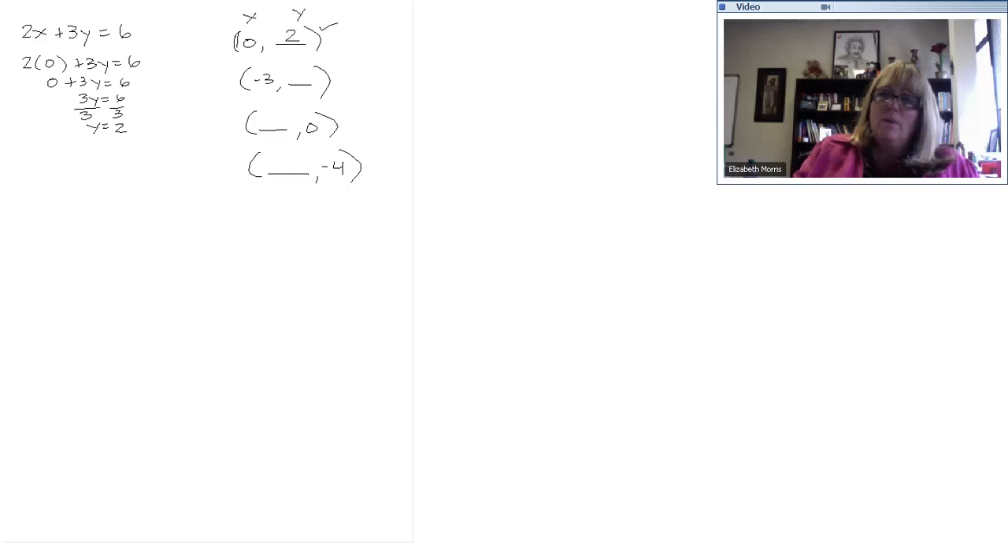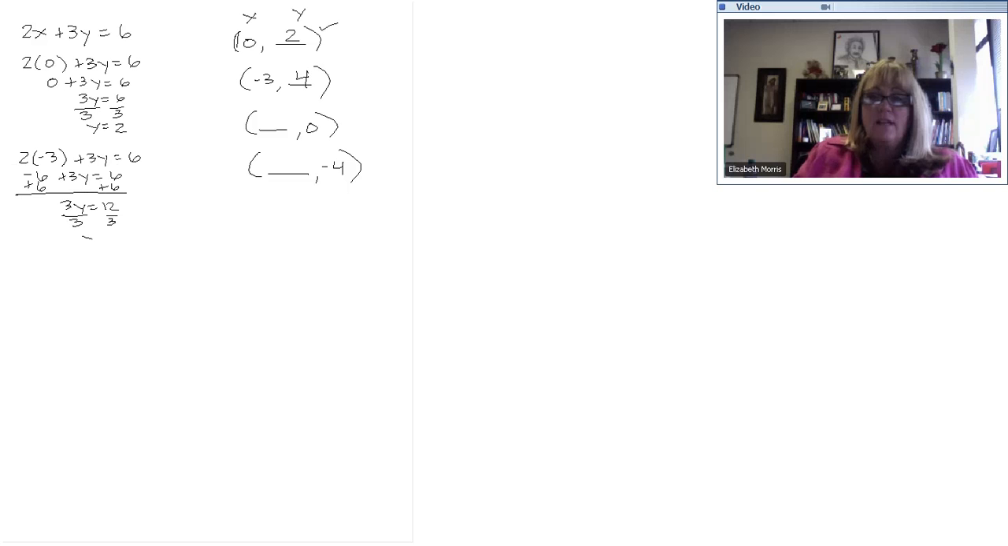But then what about if x is -3? Okay, again, you're putting in another number for x. So if x is -3, I get -6 plus 3y equals 6. I add 6 to both sides, and I get 3y equals 12. I divide by 3, and I get y is 4. So here, when x is -3, y is 4.